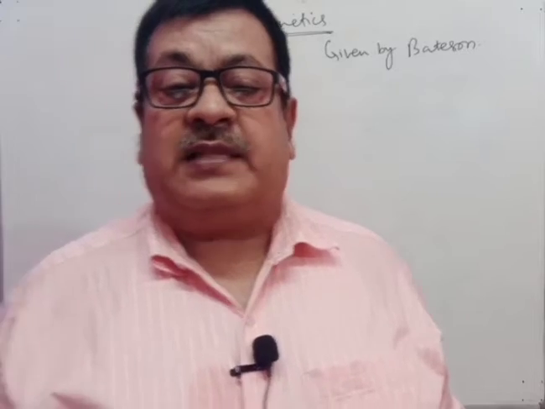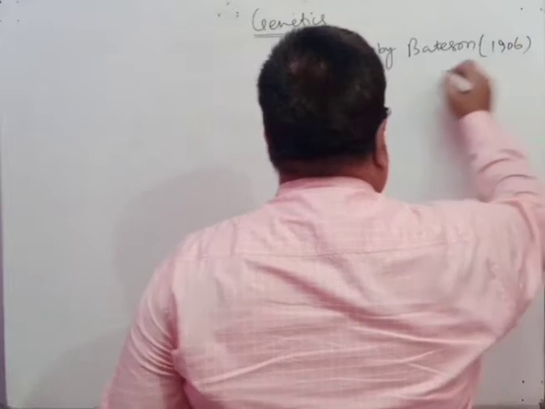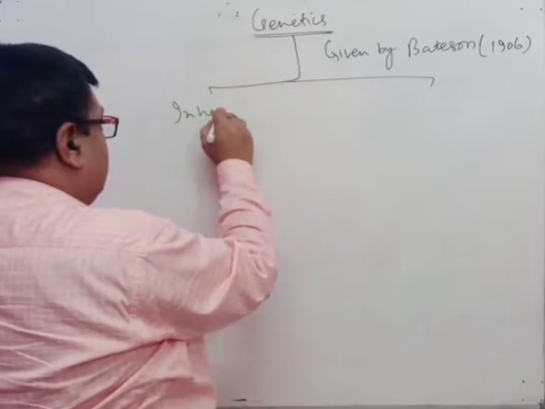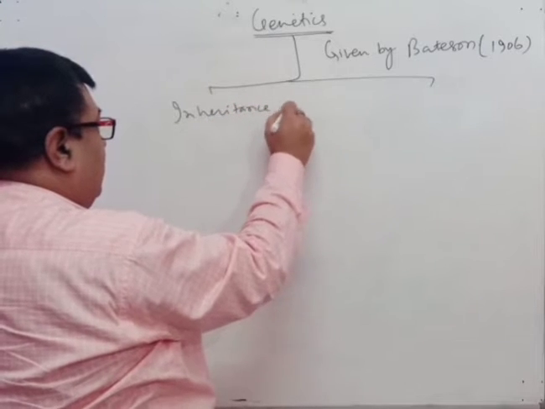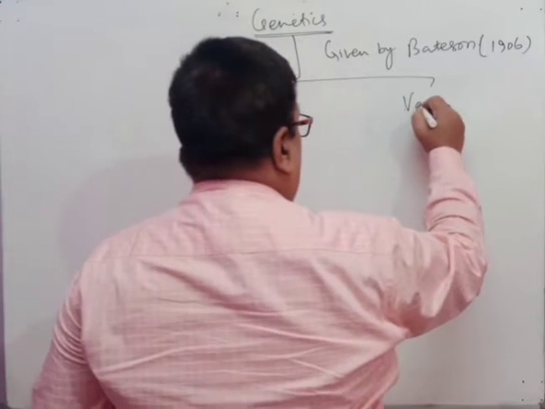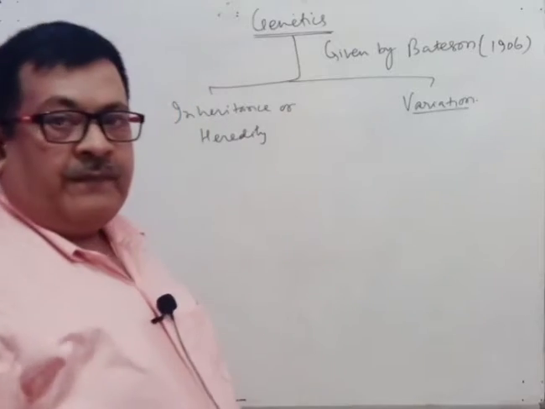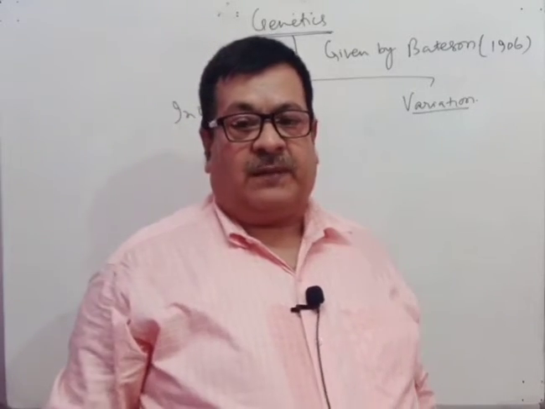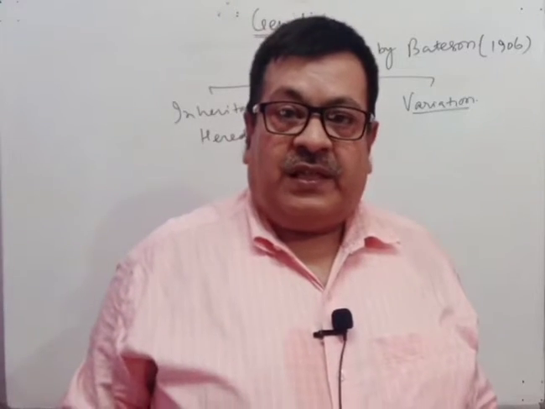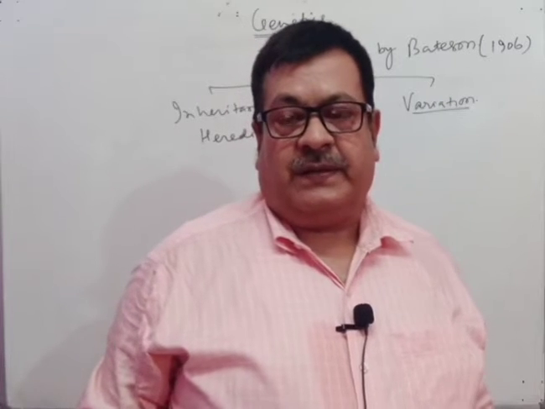The genetics term involves two aspects: inheritance or heredity, and variation. There are two different, opposite aspects of biology. Variation is equally important in genetics, just like inheritance.